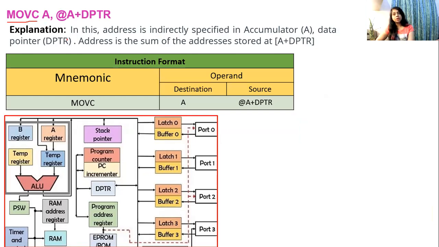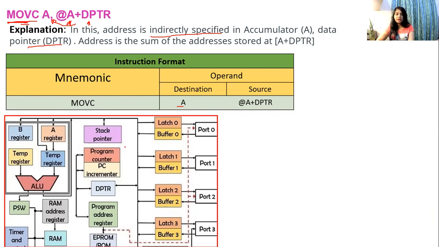Now the explanation. In this, the address is indirectly specified in the accumulator and data pointer DPTR. What does this instruction say? We use the MOVC instruction whenever we want to access ROM, whenever we want to access external ROM. This instruction says: move the contents of the memory whose address is the sum of the contents of A and DPTR to the accumulator, because the accumulator is the destination and this is the source.